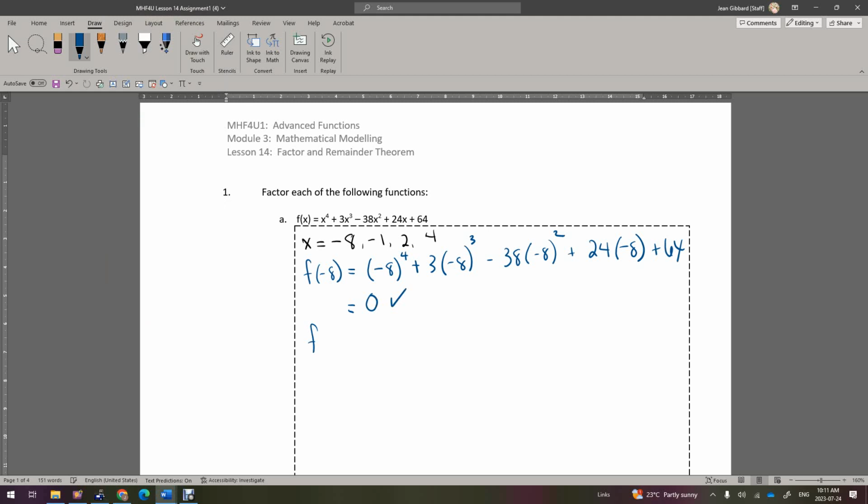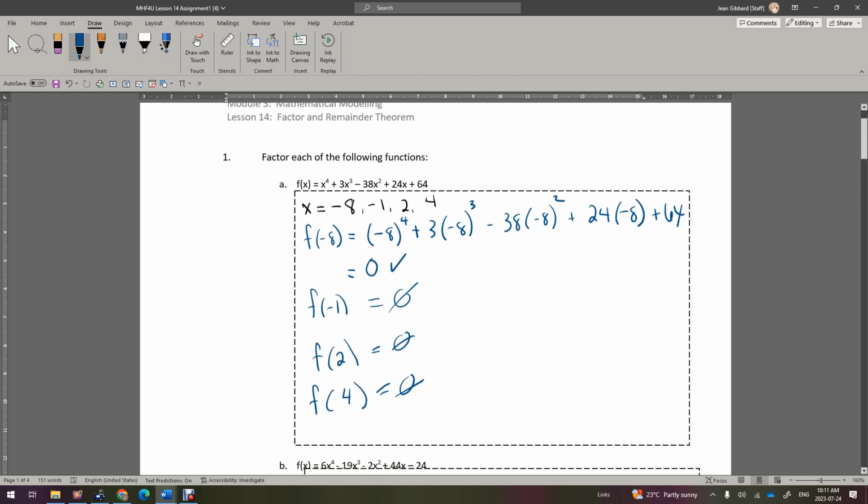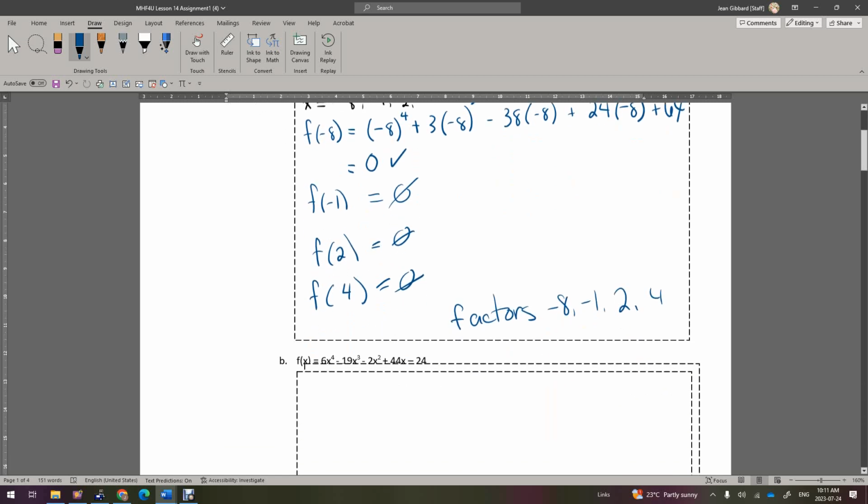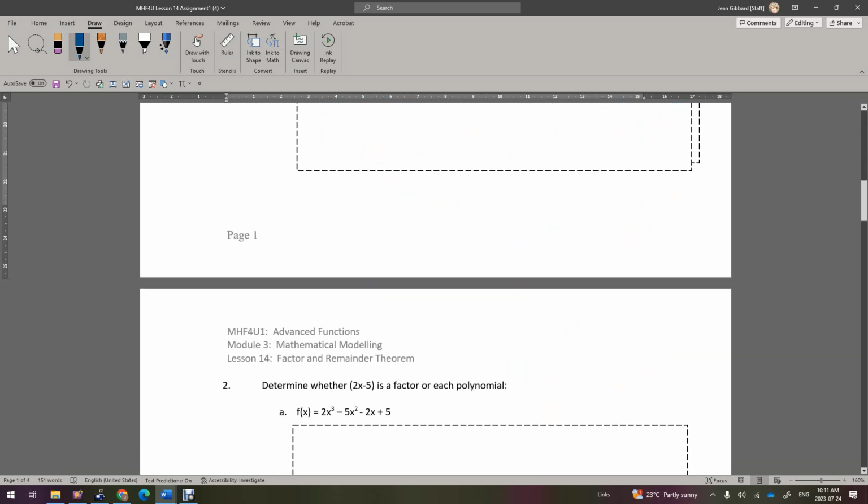Now, you would repeat that for f at 1, negative 1. You would repeat that for f at 2. And you would repeat that for f at 4. And these will all be equal to 0. So we know, as a conclusion, the factors are negative 8, negative 1, 2, and 4. Okay, and that's how you would do B.